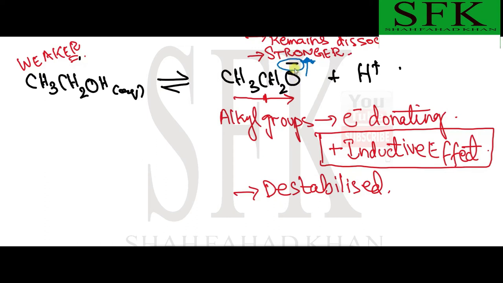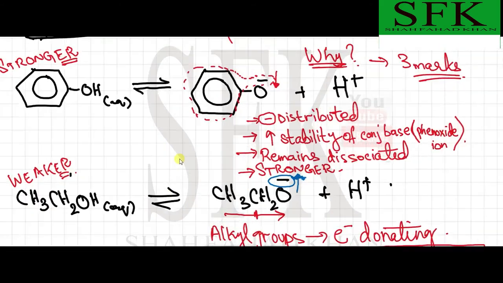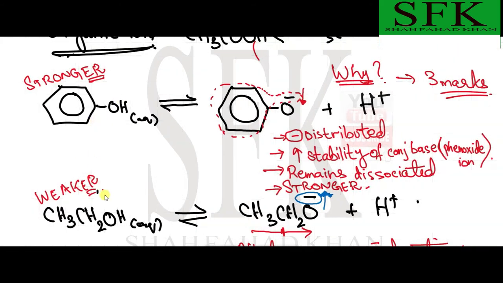And as the negative charge increases, it is more likely to accept the proton because the opposite charges would attract each other. This negatively charged ethoxide ion would accept the positively charged H positive ion and will again form the undissociated ethanol molecule. So the percentage dissociation of ethanol in aqueous solution is lesser. Percentage dissociation is lesser due to the destabilized conjugate base. So this was the explanation of why phenol is a stronger acid compared to ethanol.